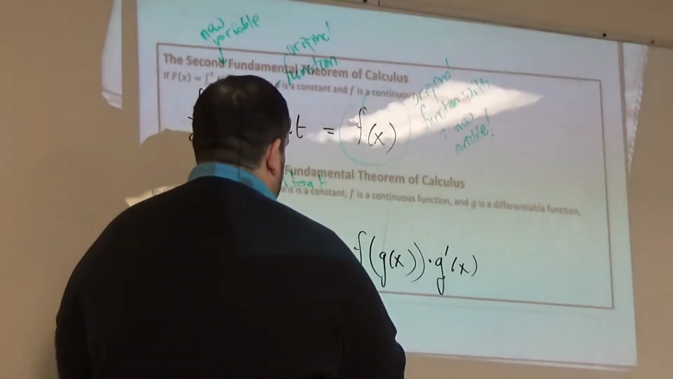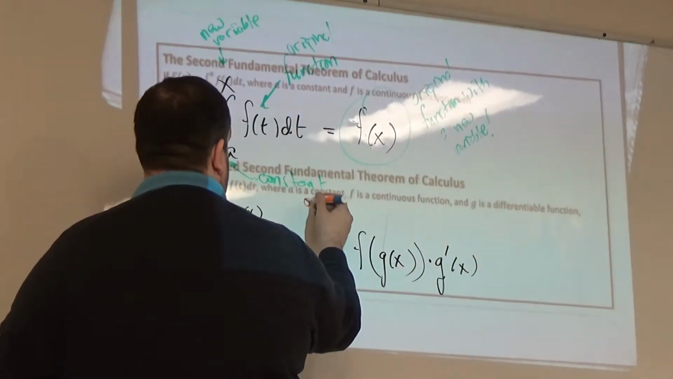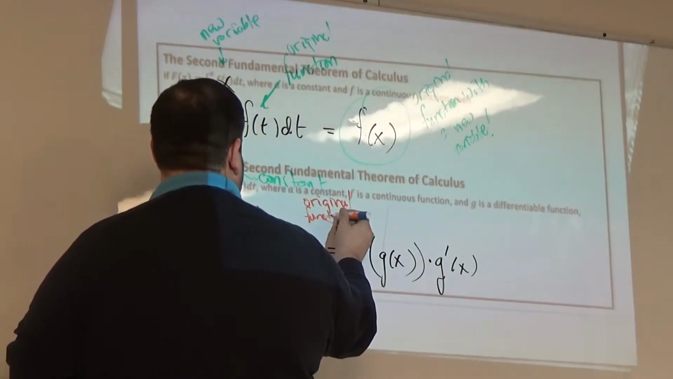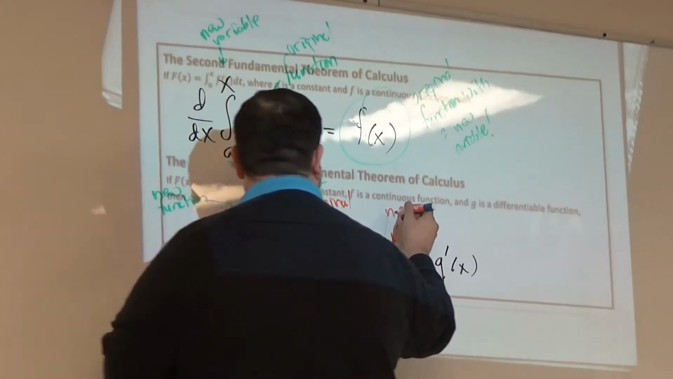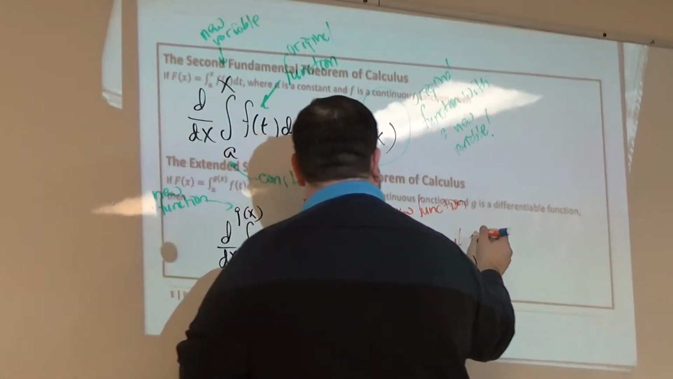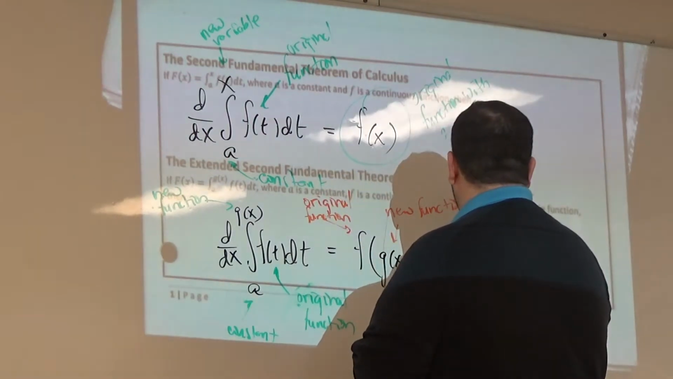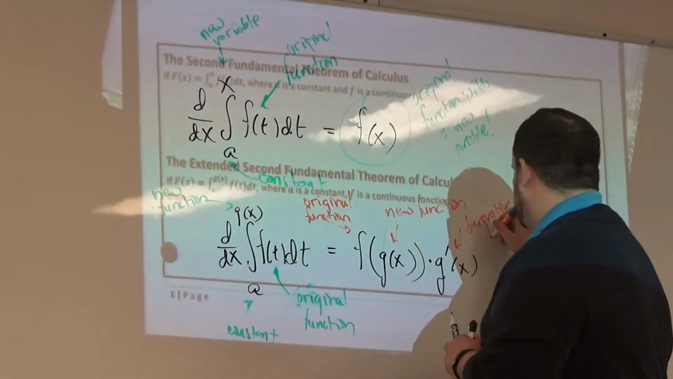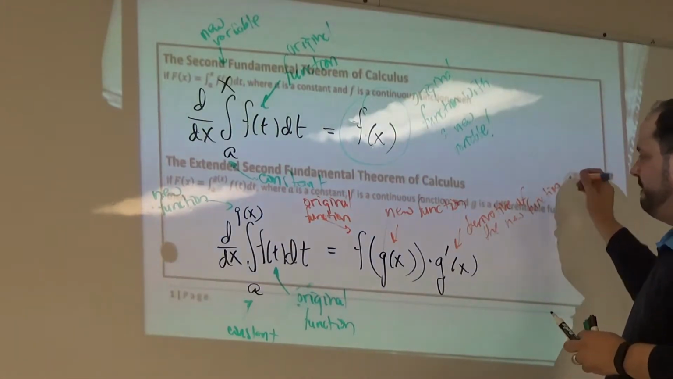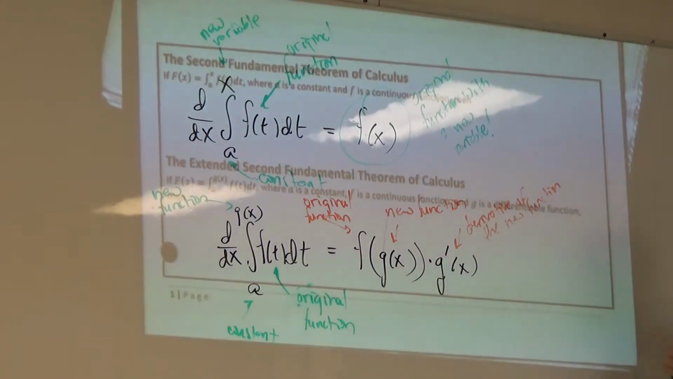So let's label those pieces. F is the original function. G is the second, new function. And this guy here is the derivative of the new function. Now, I heard somebody whisper it. I bet that looks familiar.